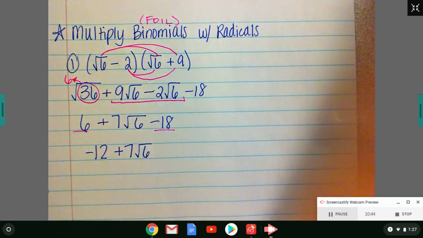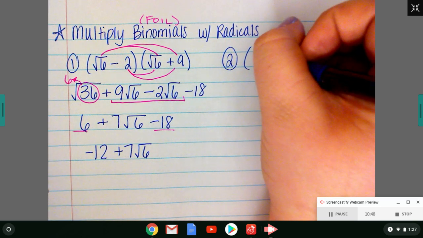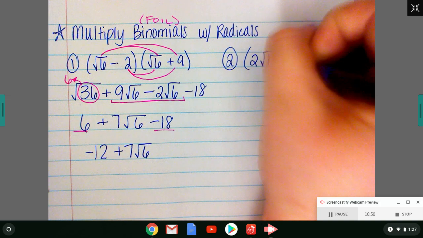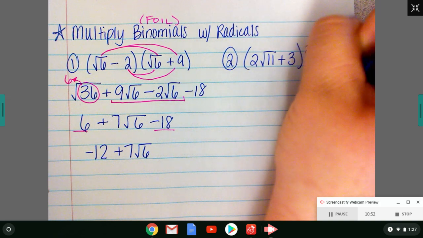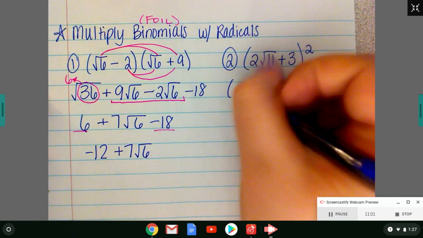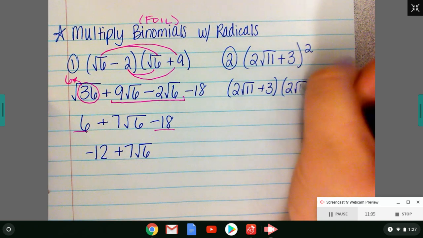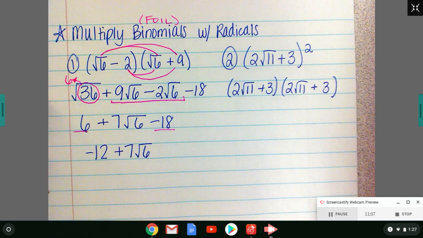Let's do one more of those. Say I had, let's do 2 root 11 plus 3 quantity squared. So the first thing to notice here is that we have a quantity squared, which basically just means I have 2 root 11 plus 3 times itself. So I can write it out twice. That way it's a little easier to see my FOIL.